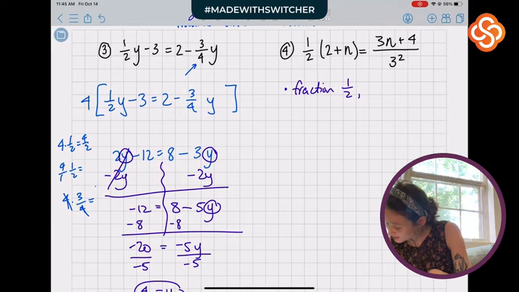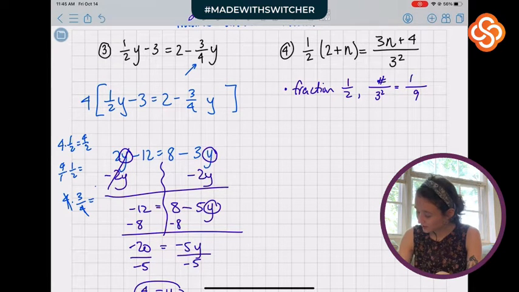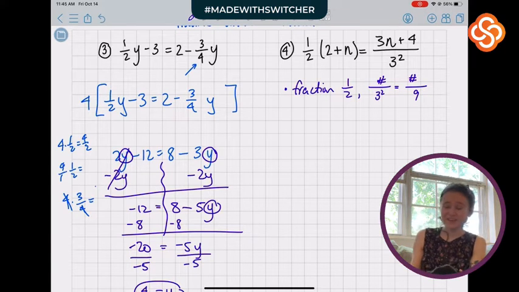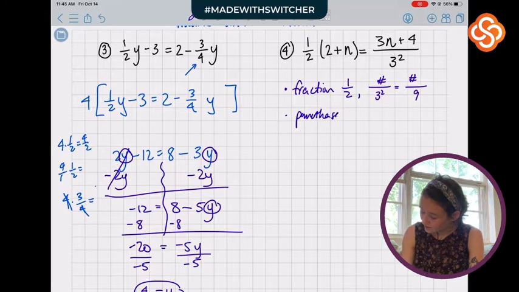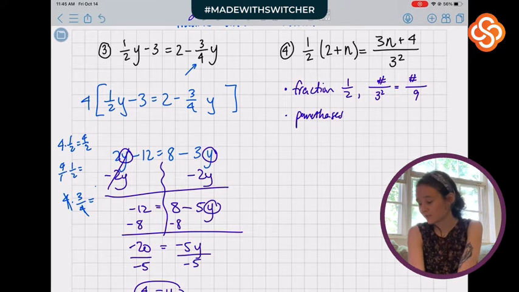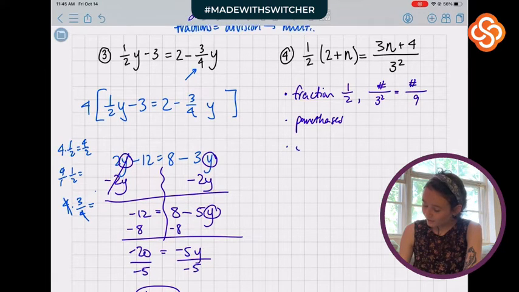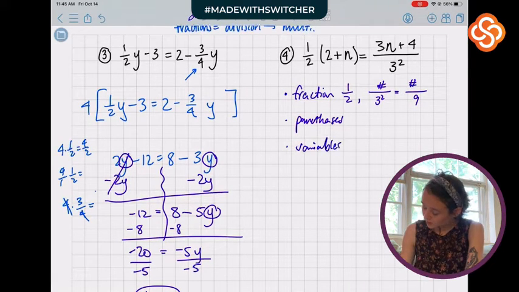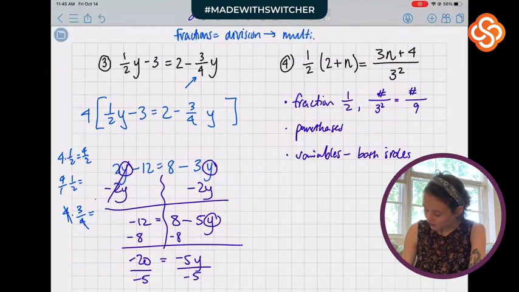No. I have a something over 3 squared. Do y'all know what 3 squared is? 9. I'm just going to put a number sign: something over 9. All right. I also have parentheses, which is really important, significant. Where are my variables? The variables are on both sides. So there's a lot going on here. I think this would be counted as a challenge problem. But they like to challenge you.